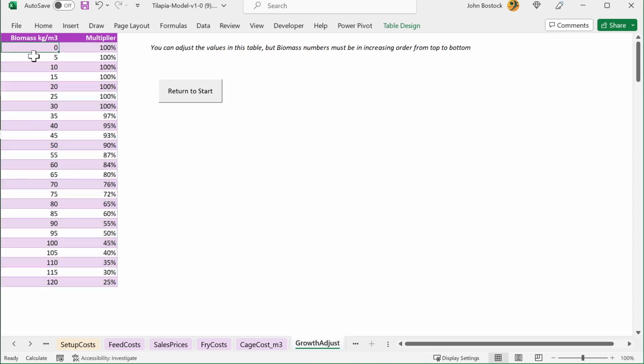You can enter different fish densities in the left column in kilograms per cubic metre, but they must be in ascending order. Enter a corresponding adjustment factor as a percent of full growth performance in the right column. In this example, it is assumed that fish grow at their full potential until the stock density exceeds 35 kilograms per cubic metre. It then declines as stock density increases.